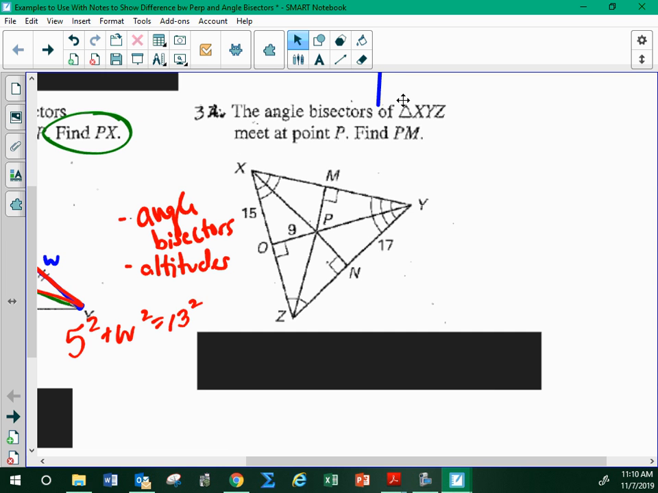All right, what's the measure of PM? How do you know that? Equidistant to the side.